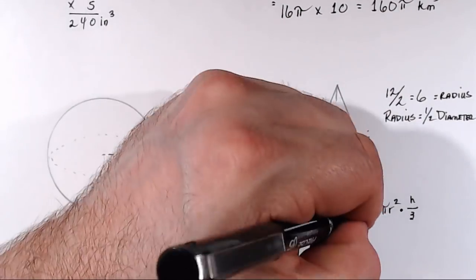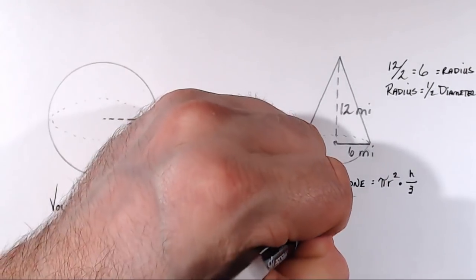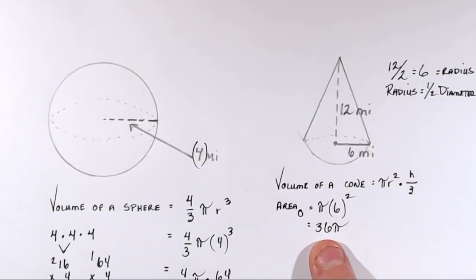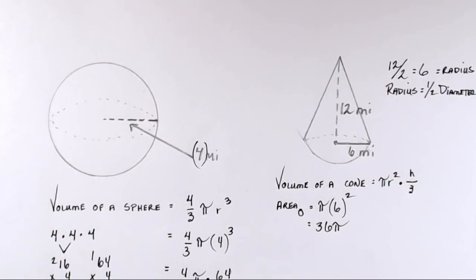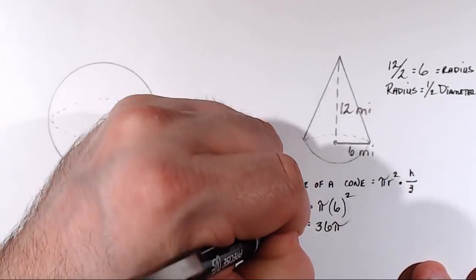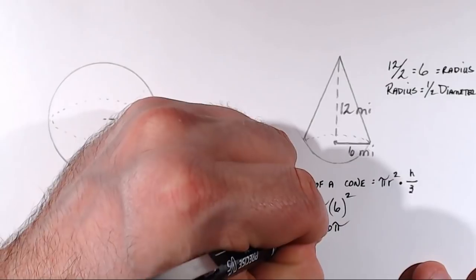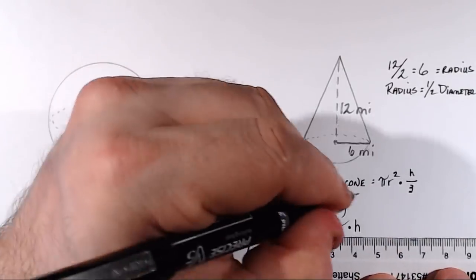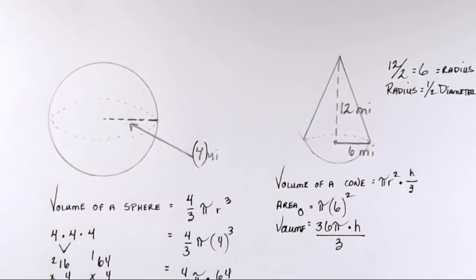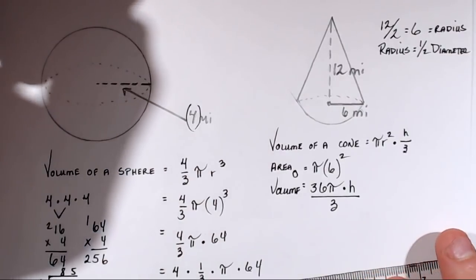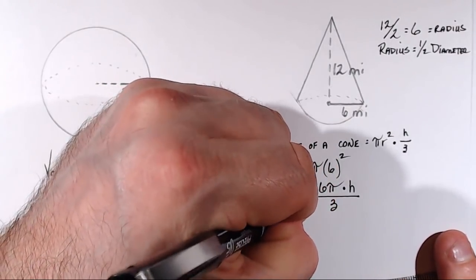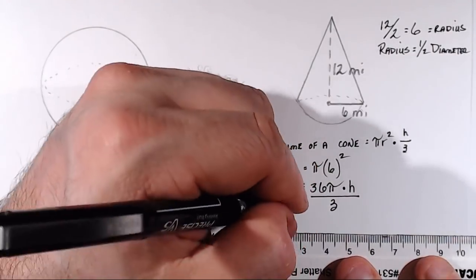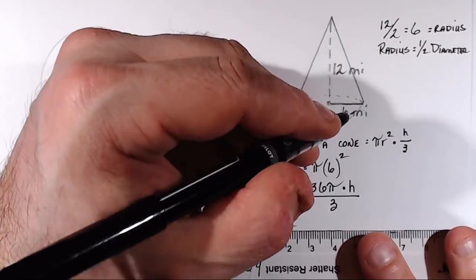So now I have to square 6. 6 squared is 36, so the area is 36 pi. Now I multiply 36 pi times whatever the height is, and then divide all of that by 3. So what do I plug in for height? 12. So I need to do 36 times 12. I already see how this could be made easier, but we'll just do it.